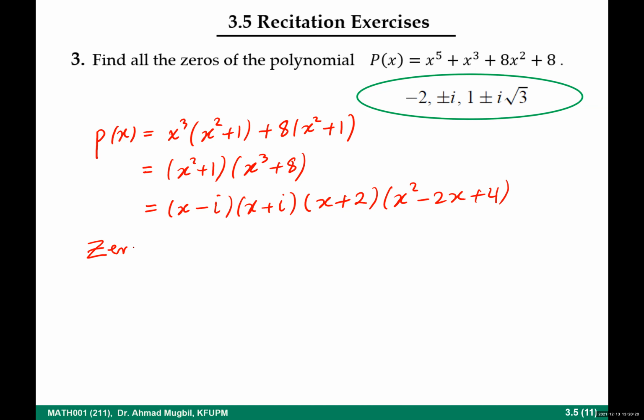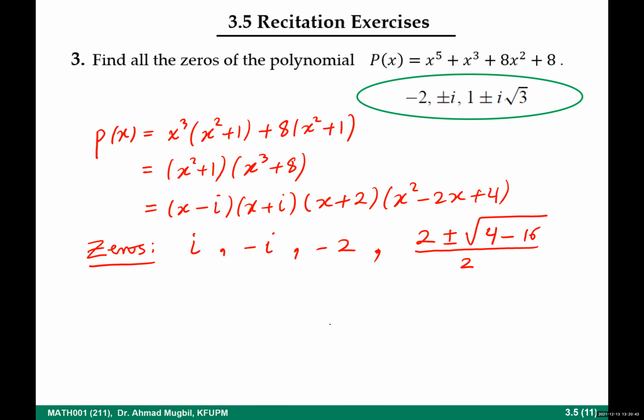So the zeros are i, negative i, negative 2, and by using the quadratic formula, it will be negative b, plus or minus the square root of b squared minus 4 times 4, which will be what? 16. All over 2 times a, it is 2. Now, we will have what? Negative 2, plus or minus... And here we have what? 4 minus 16, it is negative 12.